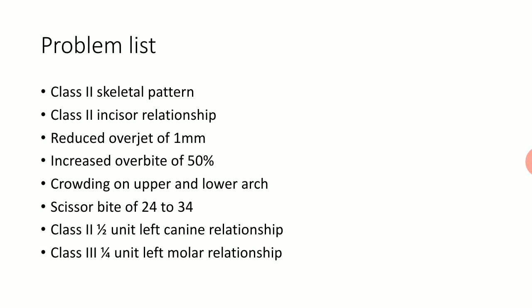Class 2 incisor relationship, reduced overjet of 1 mm, increased overbite of 50%, crowding on the upper and lower arch, scissor bite of 2-4 to 3-4, class 2 half unit left canine relationship, class 3 quarter unit left molar relationship.